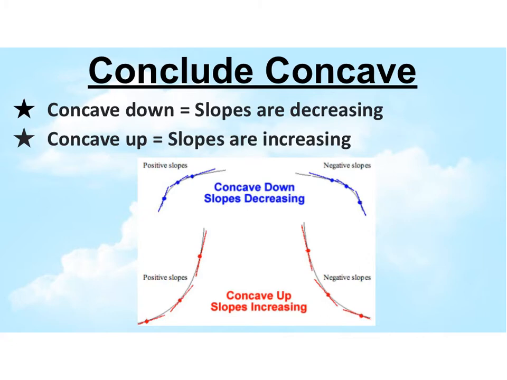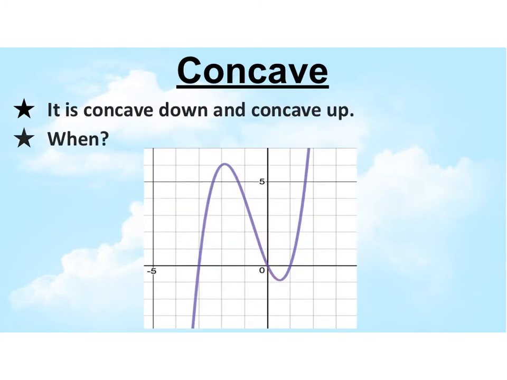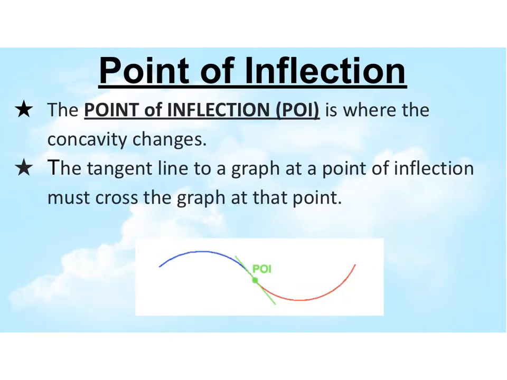Just another recap. What about this one? Well, part of it's concave down, part of it's concave up. But when can you tell? Like, when does it switch from concave down to concave up? That point is called the point of inflection, or POI. It's the point where it does switch, and that point comes on a line that has to go through it. So the tangent line to a graph at a point of inflection must cross the graph at that point.